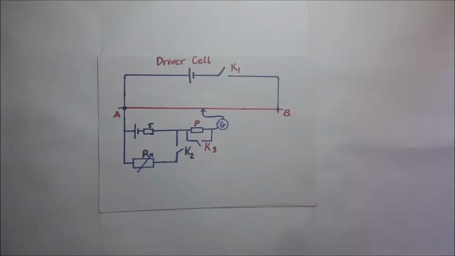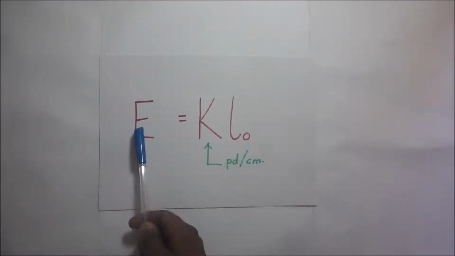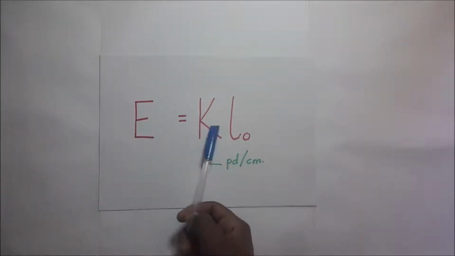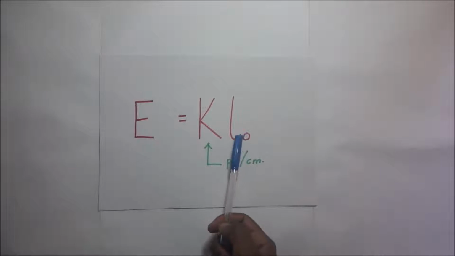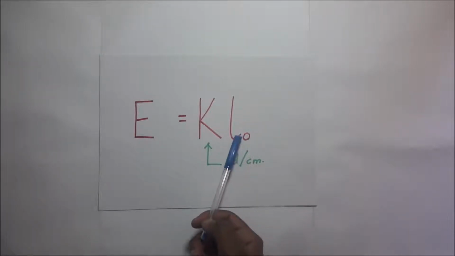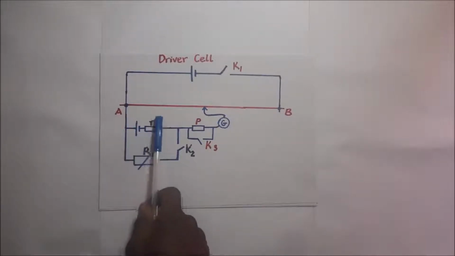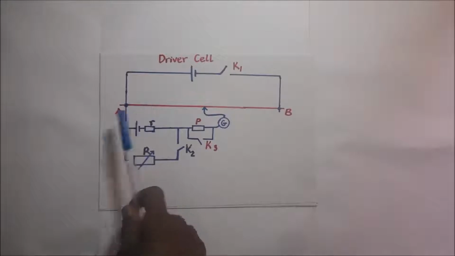And that expression is E = K L0. The EMF is equal to K, which is the PD per centimeter or the PD per unit length, multiplied by the balance length we got. This balance length L0 corresponds to the potential difference when we balance this cell whose internal resistance we want across the slide wire.